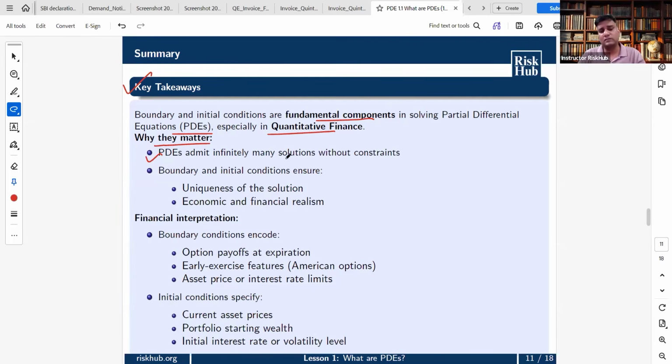Why do these matter? Because PDEs admit infinitely many solutions without constraints. Boundary and initial conditions ensure uniqueness of the solution, and economic and financial realism. The financial interpretation is that boundary conditions encode option payoff at expiration, early exercise features in American options, and asset price and interest rate limits. Initial conditions specify your current asset price, portfolio starting wealth, and initial interest rate or world level. We have discussed all of these in the lecture, guys.